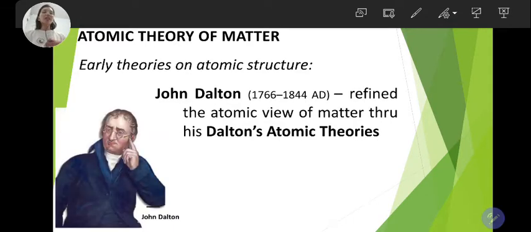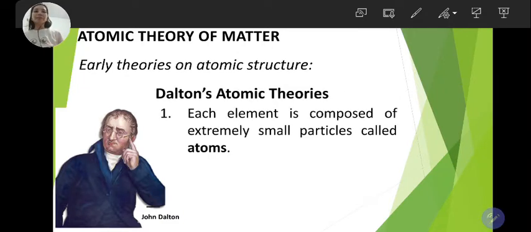And then John Dalton, in 1766-1844 AD, refined the atomic view of matter through Dalton's atomic theory. So, dito na tayo magpo-focus sa atomic theories ni John Dalton. So, first, each element is composed of extremely small particles called atoms. So, katulad din ng earliest theory ni Democritus about atomos.